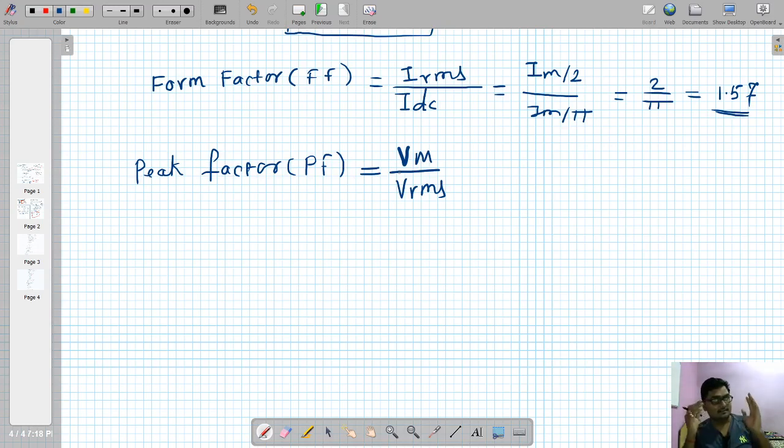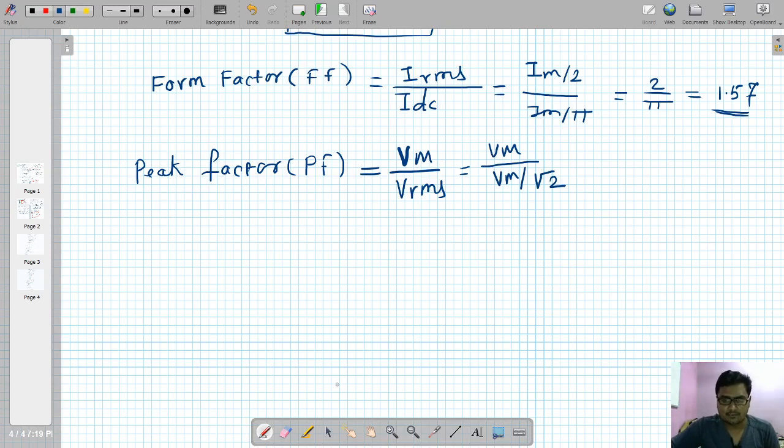And when I explained what RMS is, I differentiated clearly that peak and RMS values are different. If you use a CRO, you will get the peak value on the CRO screen. If you use a multimeter, you will get the RMS value on the digital multimeter screen. If I take the ratio, then I get the peak factor. Now this Vm stays as it is, and this Vrms is what? Peak divided by root 2. I know that.